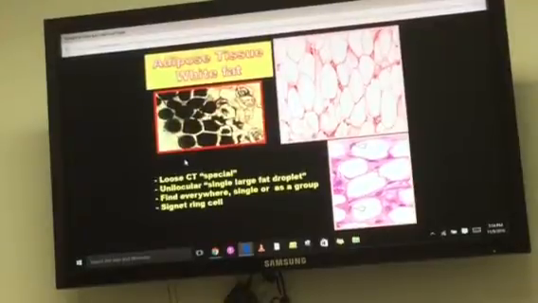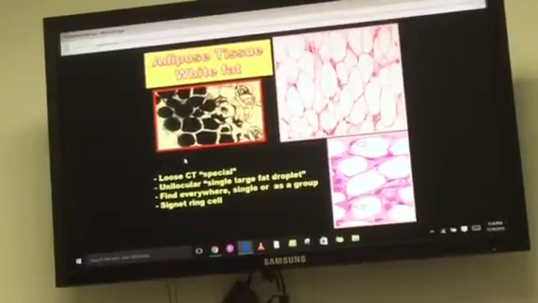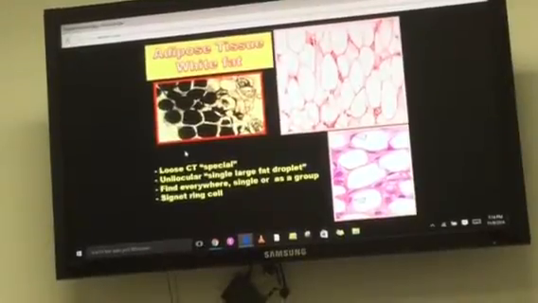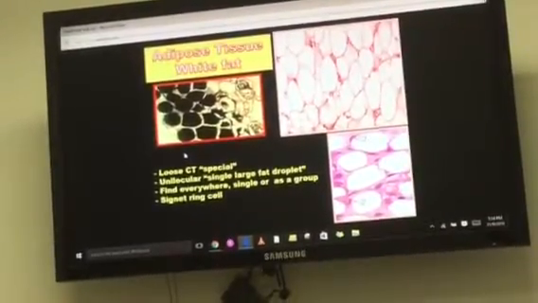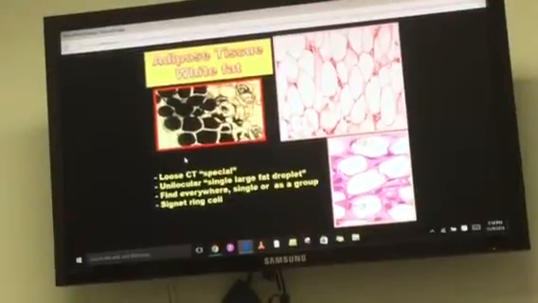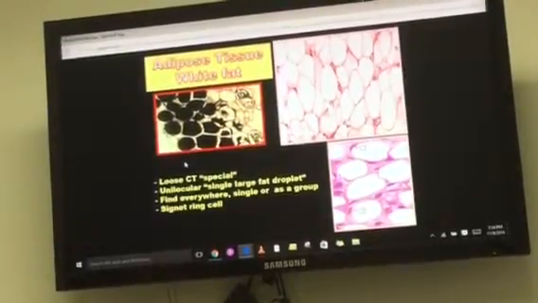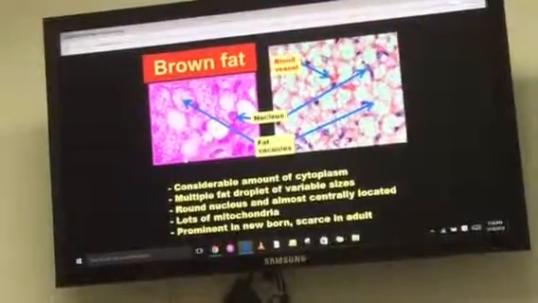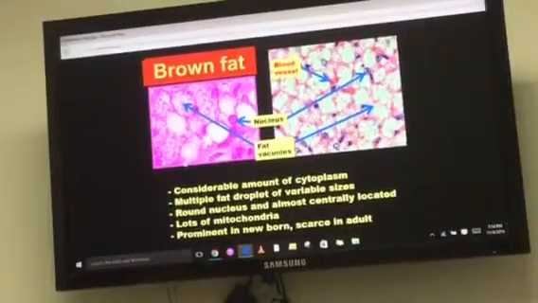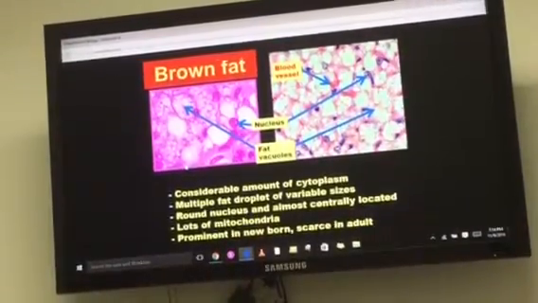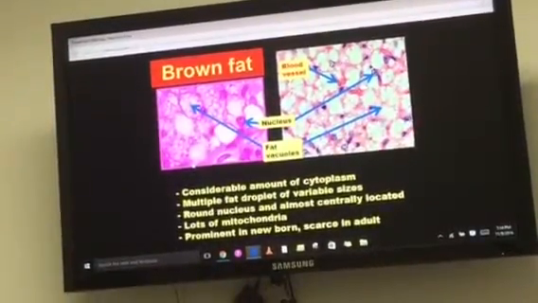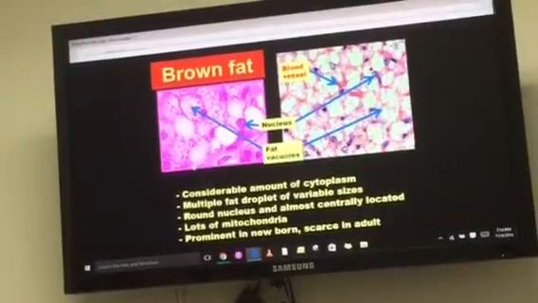Then we have adipose tissue. There's white and brown. So we're going to do the white one. It's loose connective tissue. It's unilocular, with a single large fat droplet, found everywhere, single or as a group, and signet ring cells. And then brown fat has a considerable amount of cytoplasm, multiple fat droplets of variable sizes, a round and almost centrally located nucleus. Lots of mitochondria, prominent in newborns and scarce in adults.